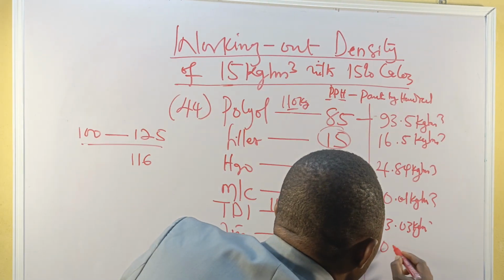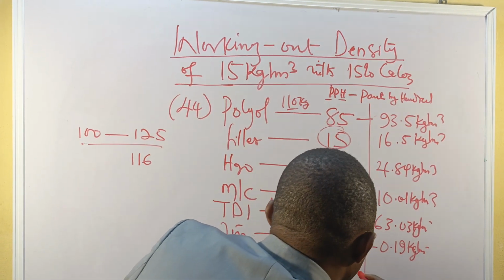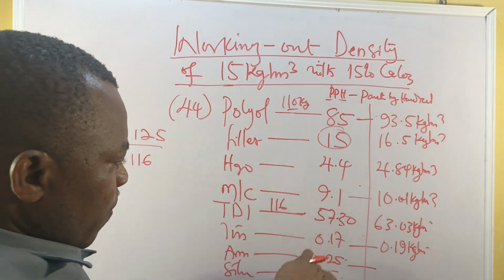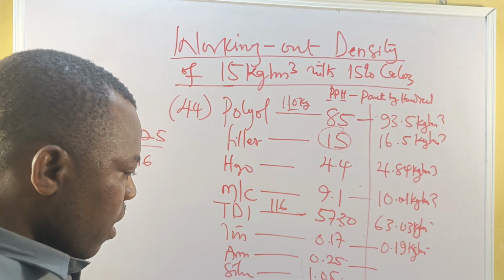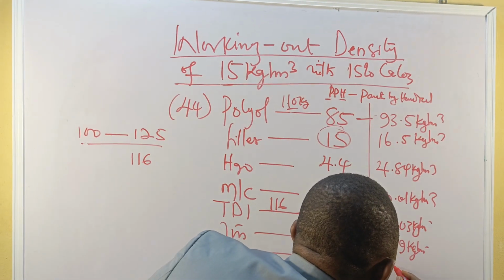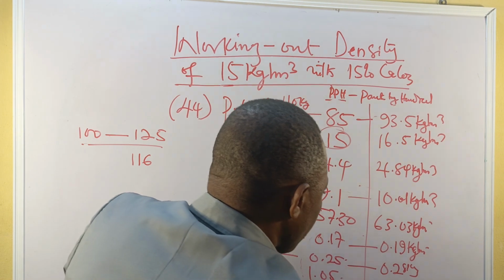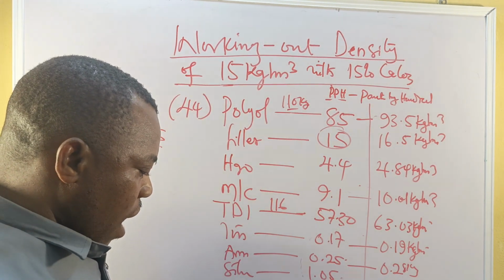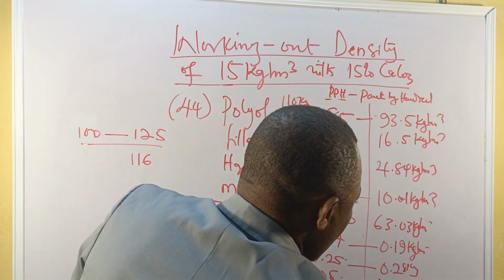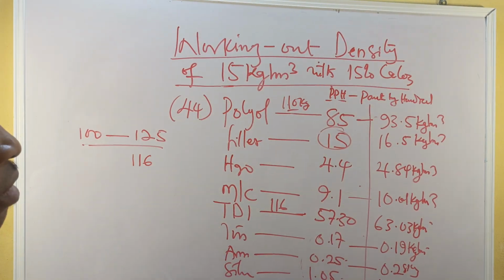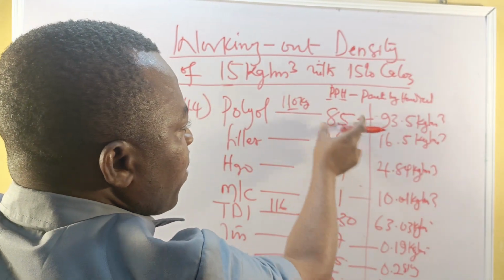Then your stannous will give you 1.1 times 0.1, which is 0.19 kg per minute. Then amine will give you 0.25 times 1.1. Amine will give you 0.28 kg per minute. Then silicon will give you 1.05 times 1.1, which will give you 1.2 kg per minute. So that is how to carry out the conversion. You choose your output, you take polyol by 100 because this is with respect to 100.